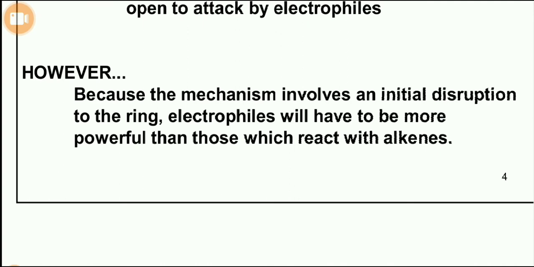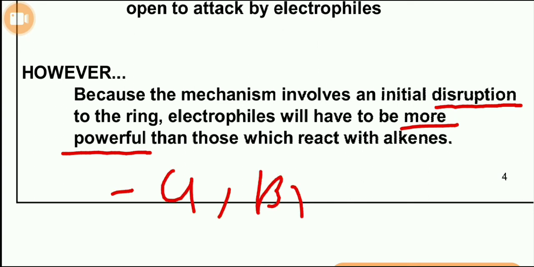the second thing, however, because the mechanism involves an initial disruption to the ring, electrophiles will have to be more powerful. This is the most important thing that you have to keep in your mind. The electrophile must be powerful. Something like Cl or Br will not directly attack on any kind of benzene ring. You have to keep this thing in mind.